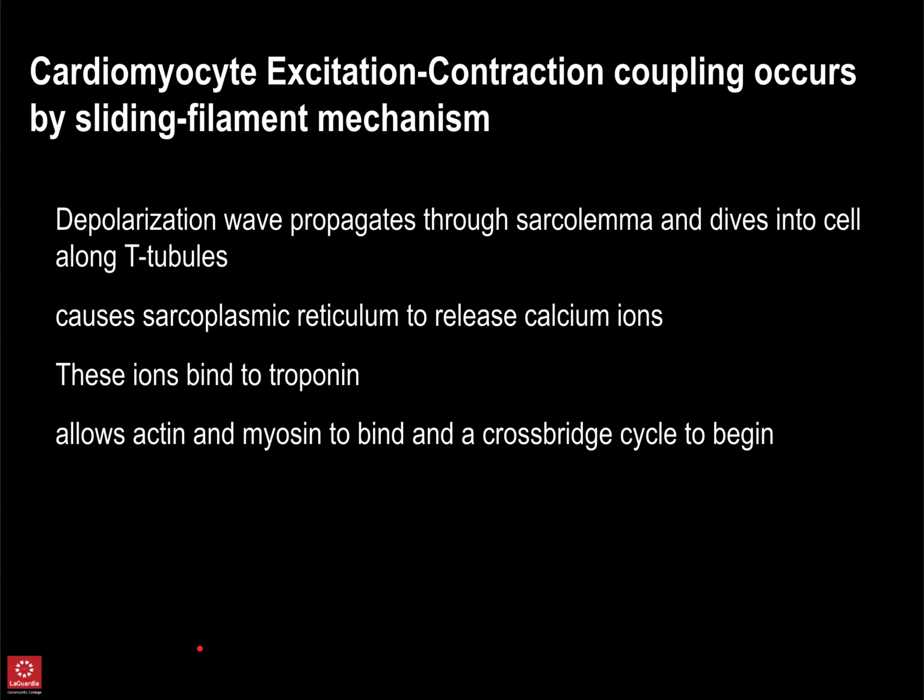Then we have cardiomyocyte excitation-contraction coupling, and this occurs by a sliding filament mechanism. A depolarization wave propagates through the sarcolemma. It dives into the cell along the T tubules. It causes the sarcoplasmic reticulum to release calcium ions. Those ions bind to troponin, which allows actin and myosin to bind and the cross-bridge cycle to begin.